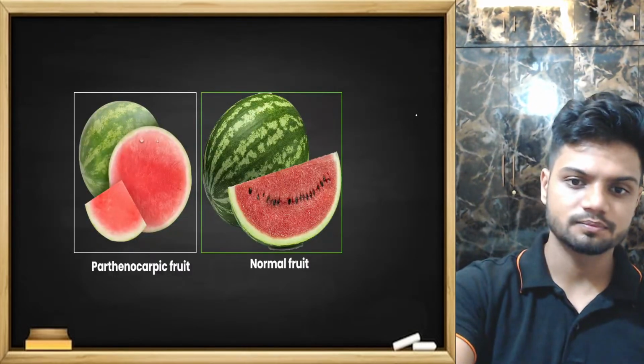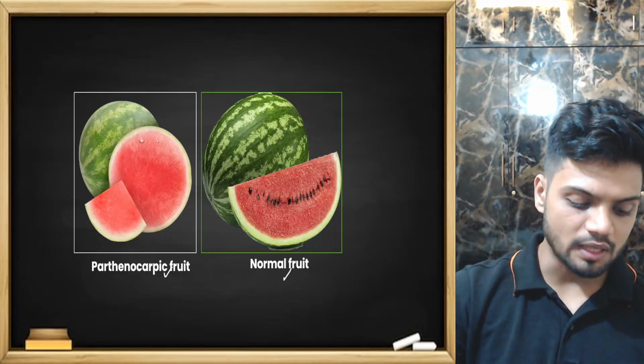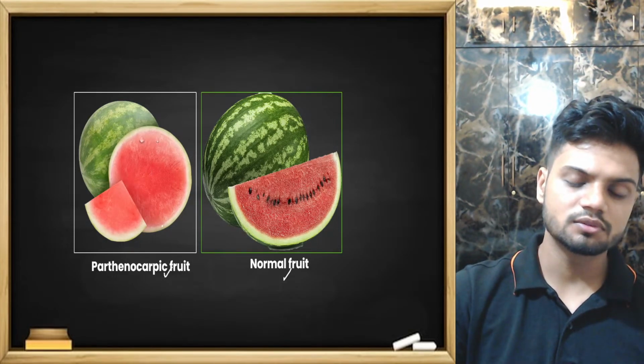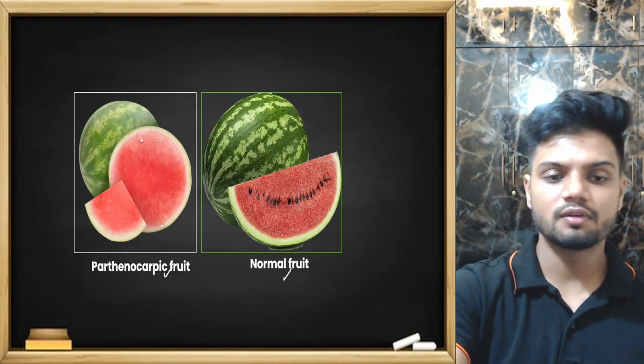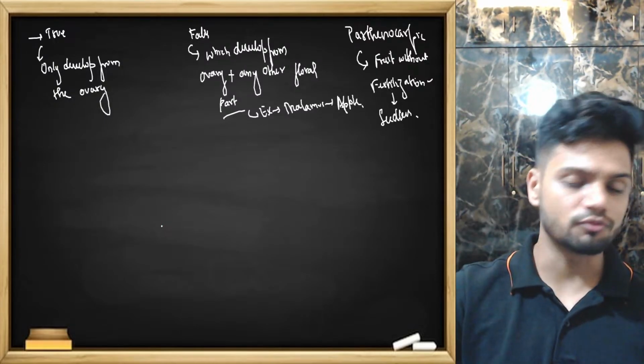I'll show you a diagram. See this. Can you see here? A normal fruit has seeds, but a parthenocarpic fruit does not have any seed at all. No seed. Seedless fruit. Very easy to eat. Okay. That is the basic form of classification of fruit.